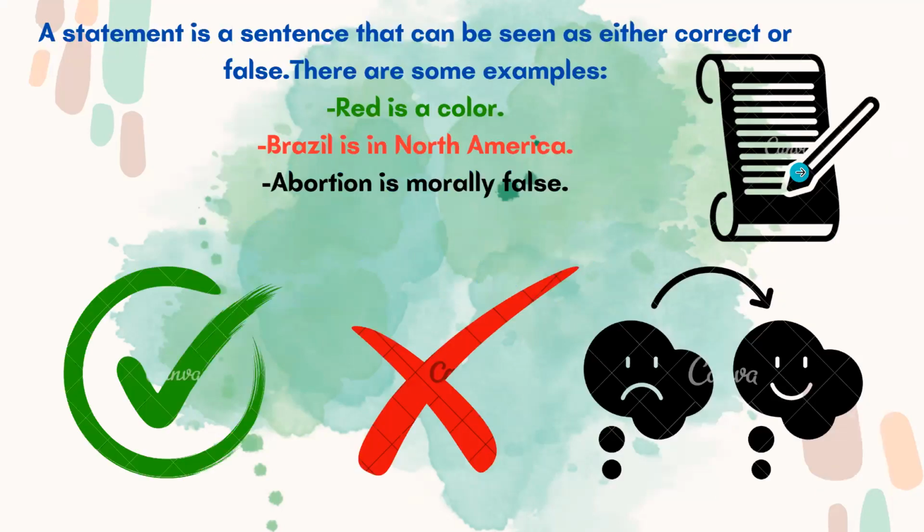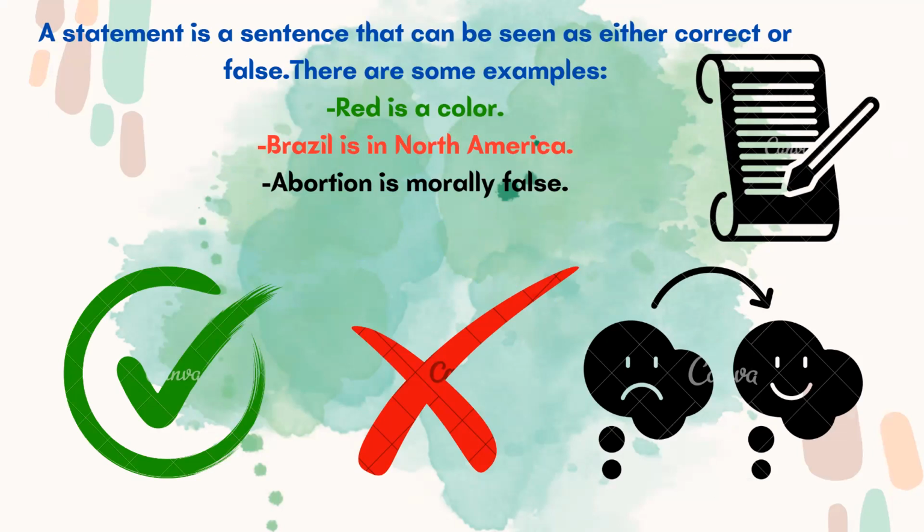Let's move on. And the other term is statement. A statement is a sentence that can be viewed as either correct or false. There are some examples. The first one is red is a color. The second one is Brazil is in North America. And the third one is abortion is morally false.